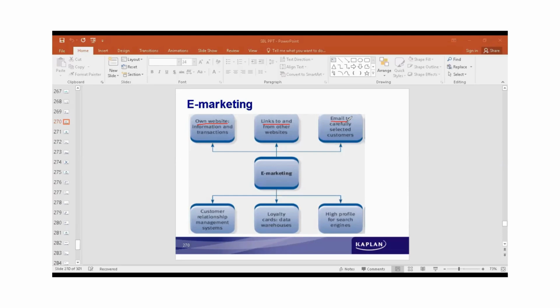Loyalty cards would be about making them repetitive customers, so regular customers. Any example which you can quote about loyalty cards, any one of you?